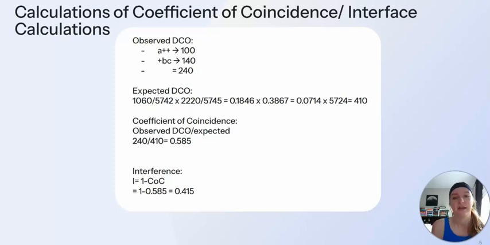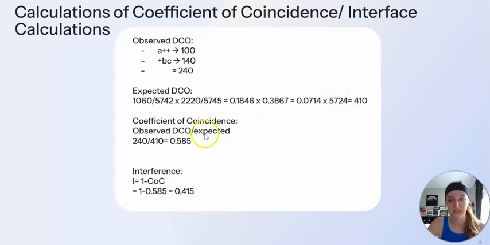From there, you get 0.1846 times 0.3867. Each one is the map distance without the decimal point moved over. So then from there, you take those two. The 0.1846 goes to this part of the equation, and the 0.3867 goes to this part of the equation, and then you multiply them together.